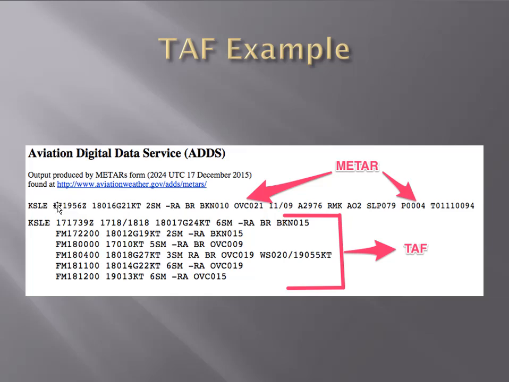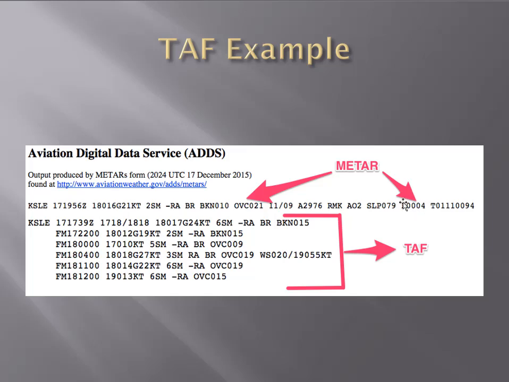But this is on the 17th at 20 Zulu. The wind is coming from 180 degrees, 16 gusting to 21 knots. We have restricted visibility at 2 statute miles. The reason for that is that there's light rain and fog. We have low clouds, broken cloud deck at 1,000 feet, and overcast clouds at about 2,000 feet. The temperature is 11 degrees Celsius. The dew point is 9 degrees Celsius. The altimeter setting is 29.76 inches. And the remark here is that we have sea level pressure of about 1,007.9.